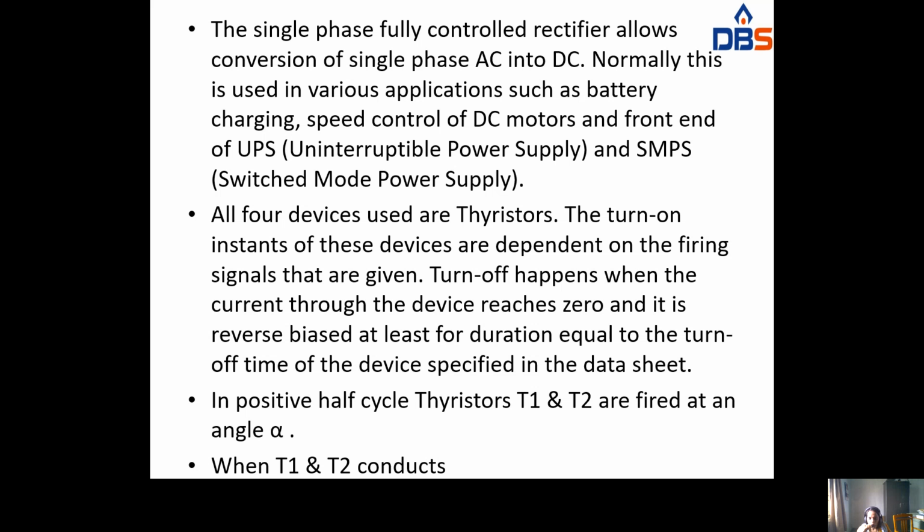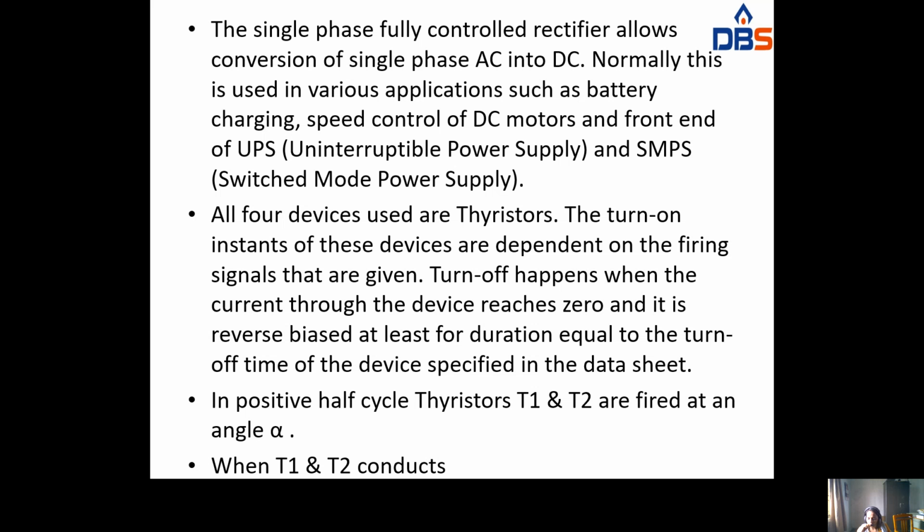Okay, so all four devices used are thyristors. The turn on instant of these devices depends on the firing signal that is given. Turn off happens when the current through the device reaches 0 and it is reverse biased, at least for a duration equal to the turn off time of the device specified in the data sheet.